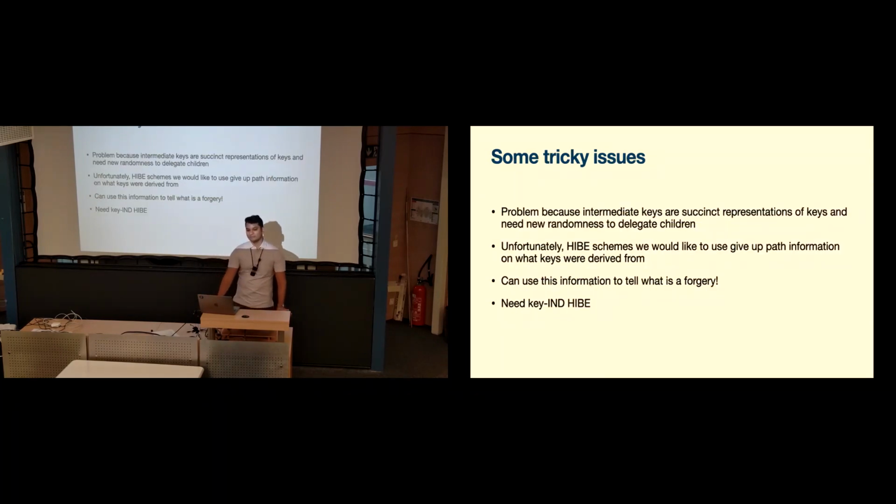Okay, there are still some tricky issues remaining, because I am saying that you can forge signatures in this way by doing delegation, but then delegation should be indistinguishable. So what you need is a key indistinguishable Hive scheme, because what you require is that you take a signature, someone forges it, it should be indistinguishable from the original signature, otherwise it can still be attributed to the original signer, right?